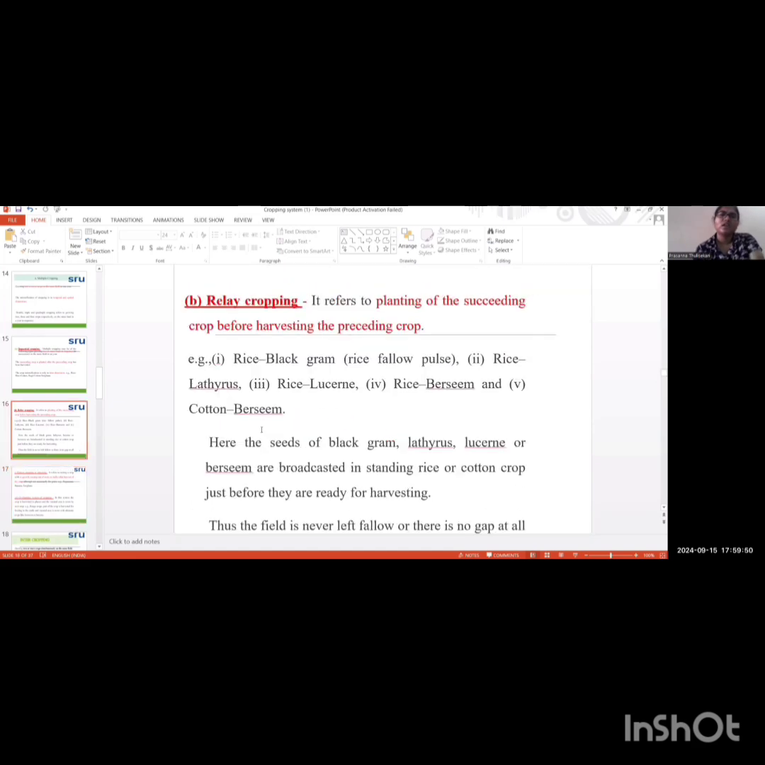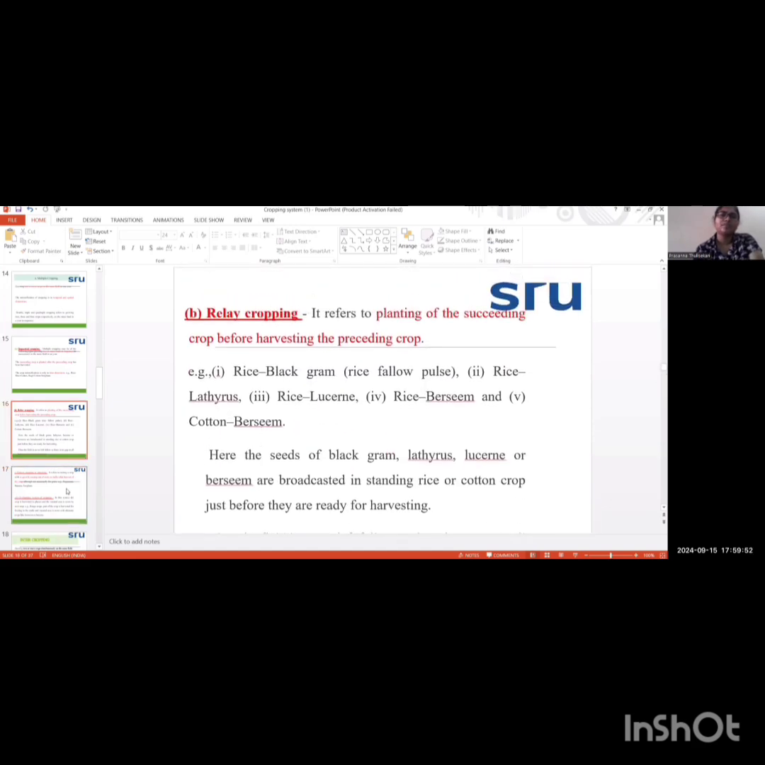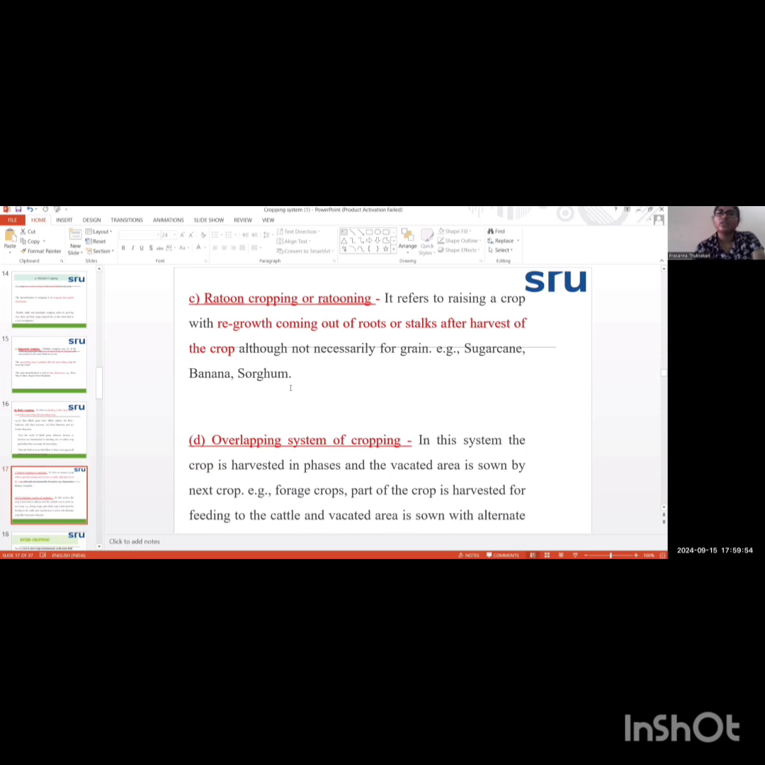Next is ratoon cropping, or ratooning. It refers to raising a crop with regrowth coming out of the stalk or stalks after harvest of the crop, although not necessarily for grain. So it is the cropping system where the previous crop starts to regrow again. Such type of cropping system is known as ratoon cropping, and it is mainly seen in the case of sugarcane, banana, or sorghum. And then the overlapping system of cropping.